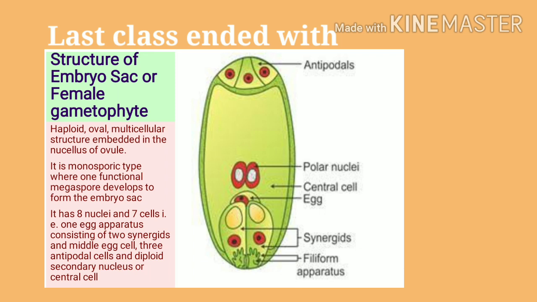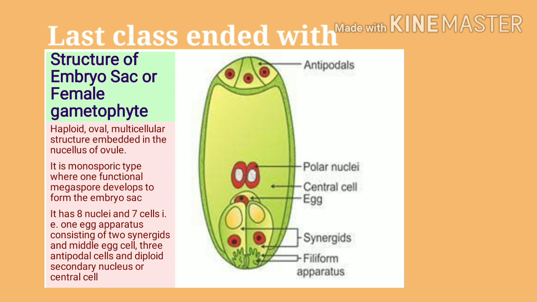arranged within the embryo sac, it forms a 7-cell structure where the micropylar end bears the egg apparatus, which bears 2 synergid cells and 1 egg cell, which are all haploid. Then the chalazal end bears the antipodal cells. There are 3 antipodal cells towards the chalazal end, which are vegetative cells, and later they degenerate.